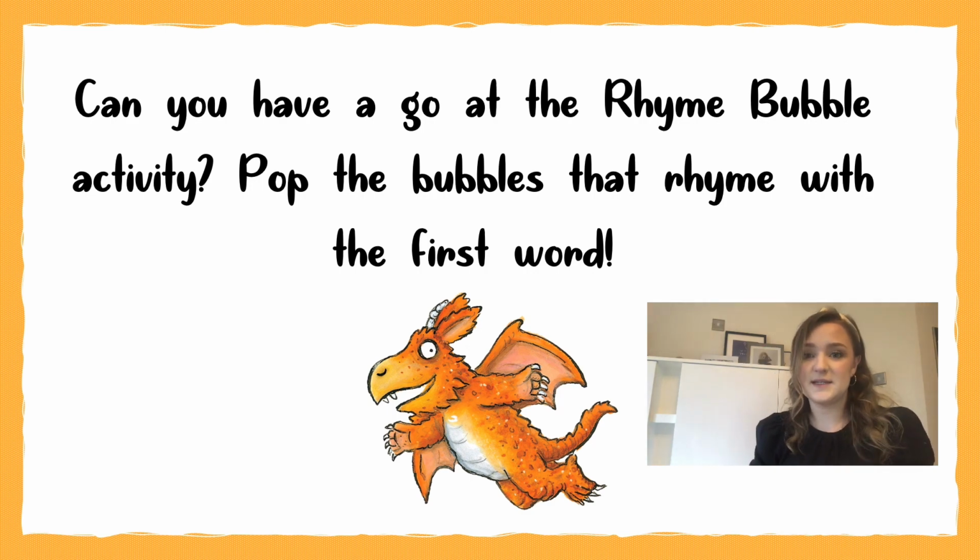Super work today, everybody. Now it's time for you to do another worksheet. Now, this is a bit of a game and it's all about popping the rhyme bubble. So you've got some words down the side and then some bubbles, and you've got to pop the bubbles by putting a big cross through them with the words that rhyme with the first word. So your first word is Zog, and you've got to cross out the bubbles and pop them if they rhyme with the word Zog.